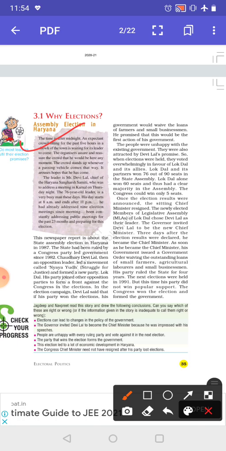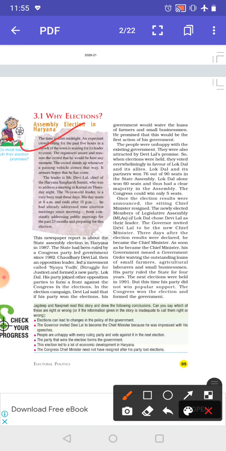Now, once the election results were announced, the sitting chief minister, who was of Congress, resigned from his post, and the newly elected Members of the Legislative Assembly, MLAs, of the Lokdal party chose Devi Lal as their leader. And the governor of Haryana invited Devi Lal to be the new chief minister of Haryana. Three days after the election results were declared, Devi Lal became the chief minister, and the first order his government issued was an order waiving the outstanding loans of small farmers, agricultural laborers, and small businessmen. The promise he made in the election campaign, he fulfilled.